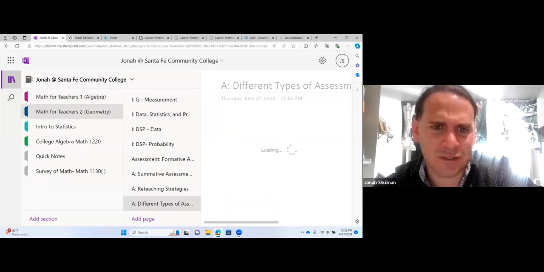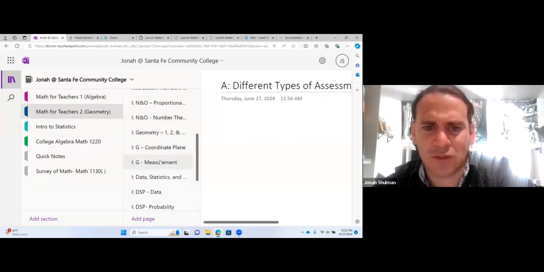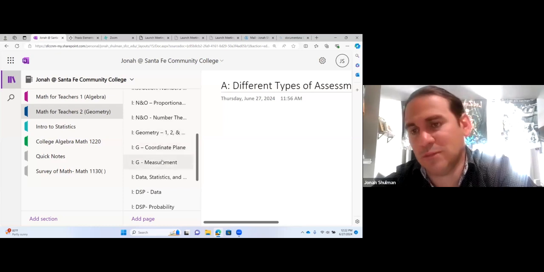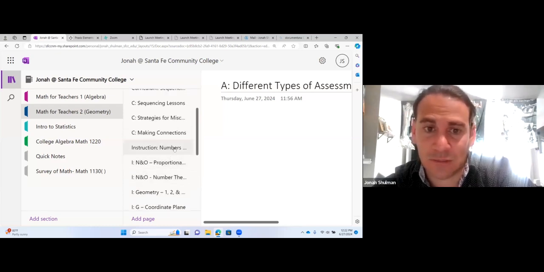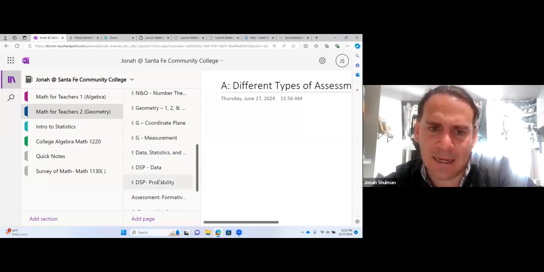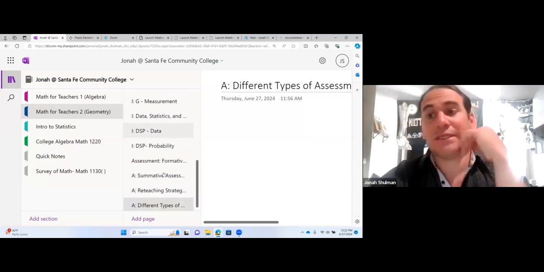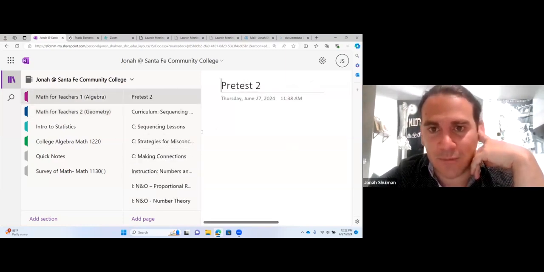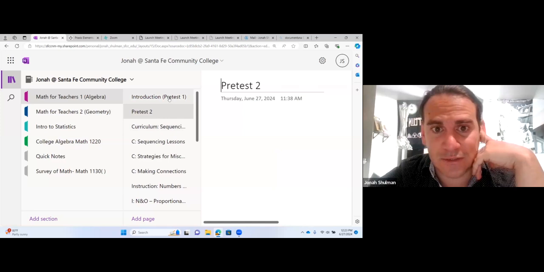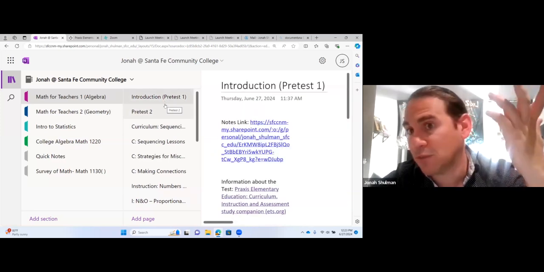For geometry, notice that all the notes are pretty much the same, except instead of those algebra parts in the middle, we have geometry parts in the middle. But you will still get access to proportions, numbers and operations, and data, which I think is important, and just everything you need to do well on this exam. So that's a little bit about where I'm going to be writing. Notice that I'm going to do two pretests before we get started, and then we're going to jump into it.